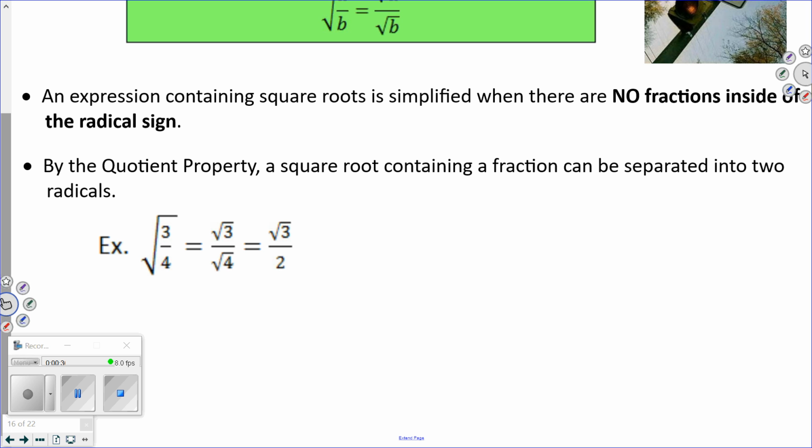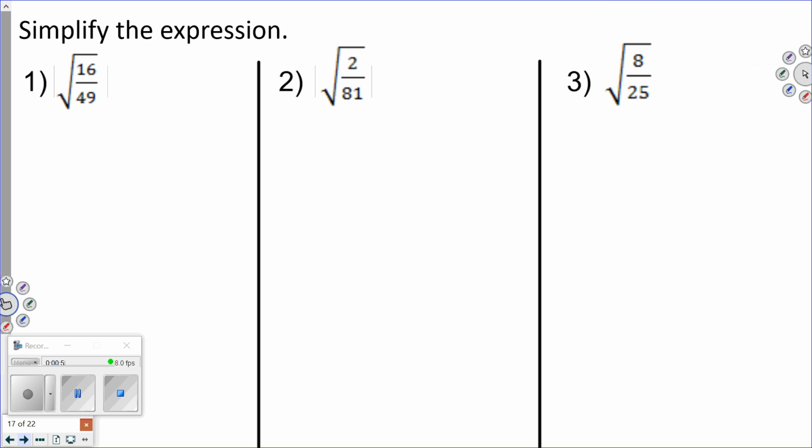So me personally, the first thing I always do is I split that radical apart. Okay? So if I split it, I have radical 3 over radical 4. Square root of 3 I can't really do anything with. I can't make a factor tree on it, but the square root of 4 is just 2. So the first thing is we can split those and we can deal with them separately instead of as a fraction. All right, so let's go ahead and practice some of those.